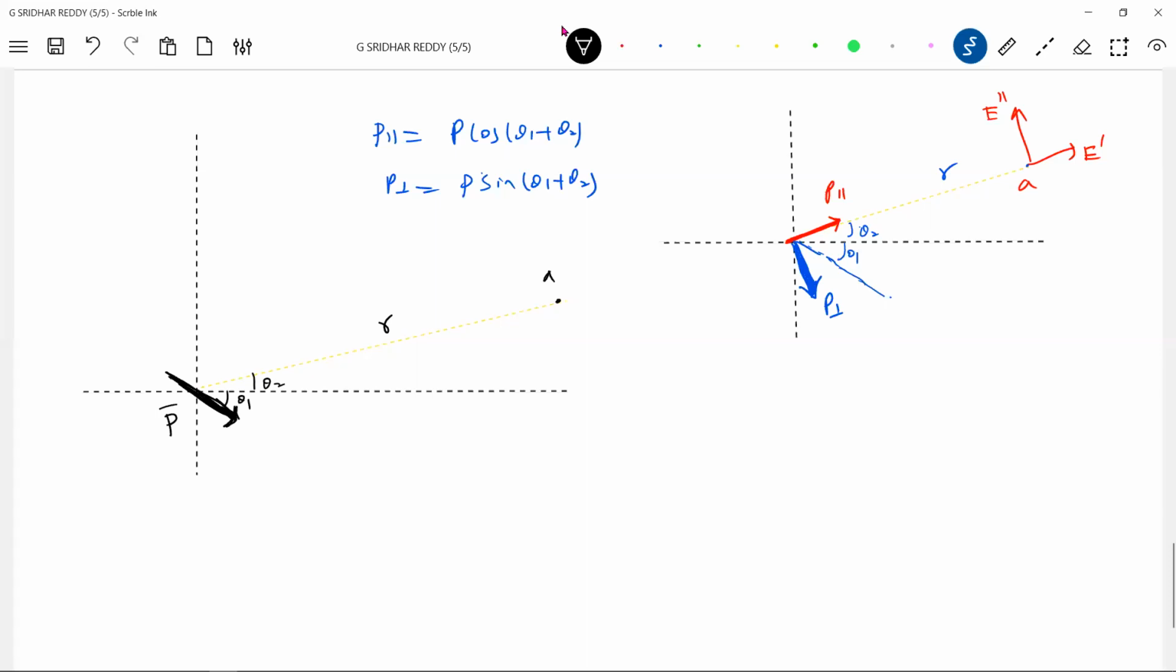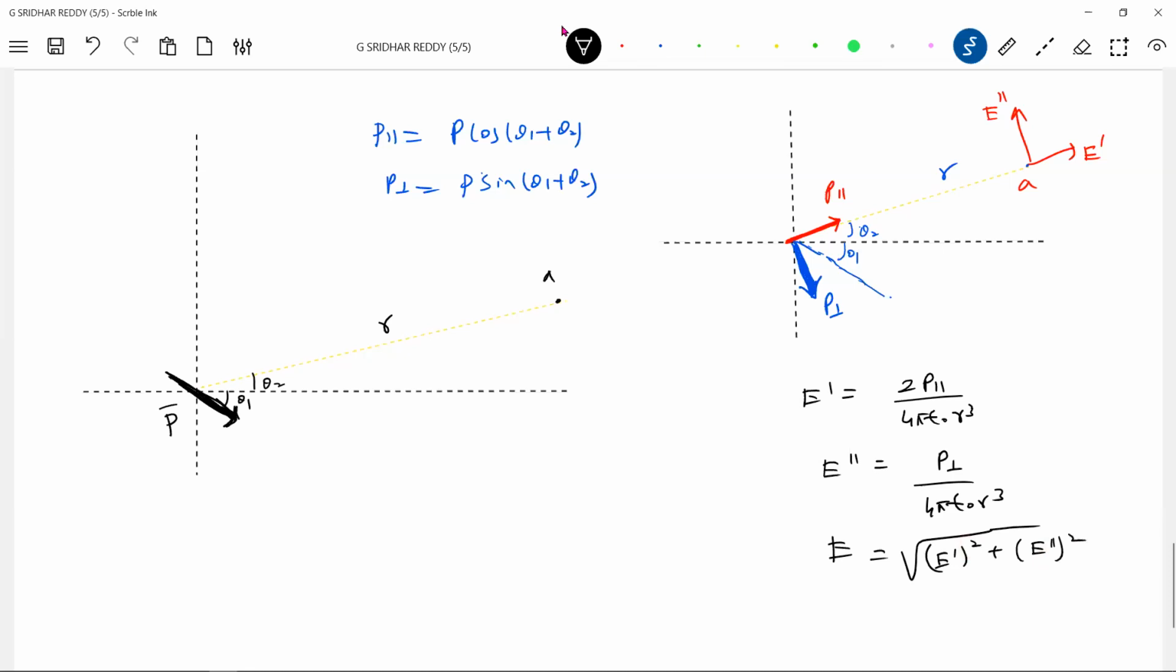So what are the values? E dash should be equal to 2P parallel upon 4 pi epsilon naught R cube. What about E double dash? It should be equal to only P perpendicular upon 4 pi epsilon naught R cube. What is the resultant E bar? Should be, I think this will be much easier method, no? And substitute P parallel, P perpendicular with these values.